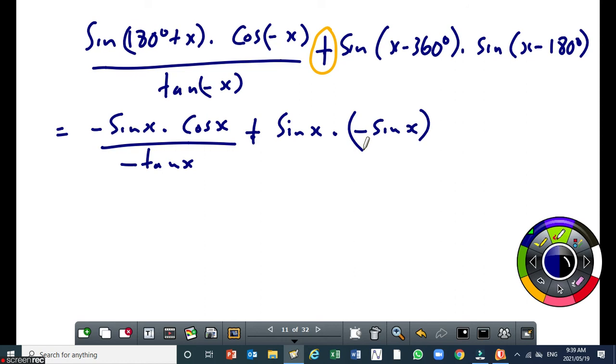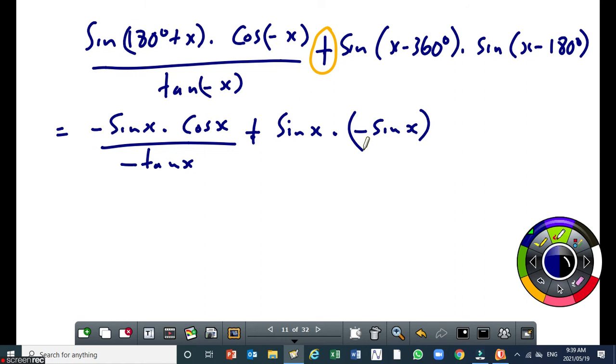But for the reduction formula of minus theta, cos of minus theta, so you get cos theta. Then you didn't copy. Please take note, cos minus x is equal to cos x. Please take note of that. Cos minus x is equal to cos x, because minus x is in the fourth quadrant. In the fourth quadrant, cos is positive.